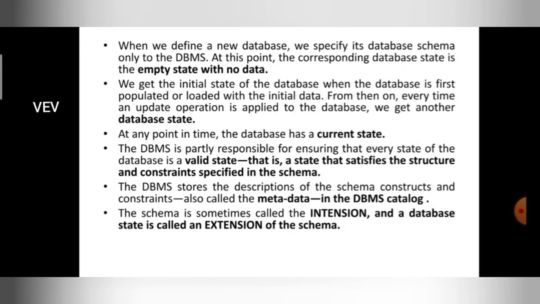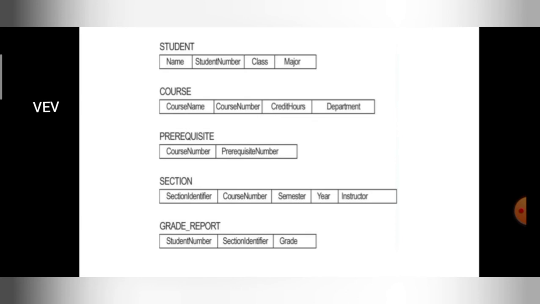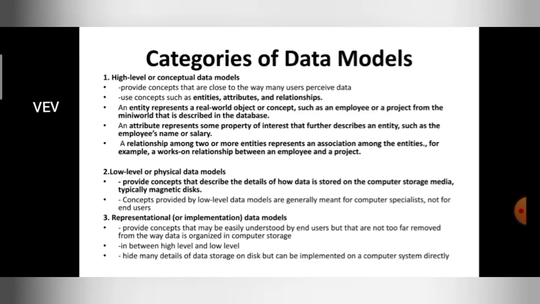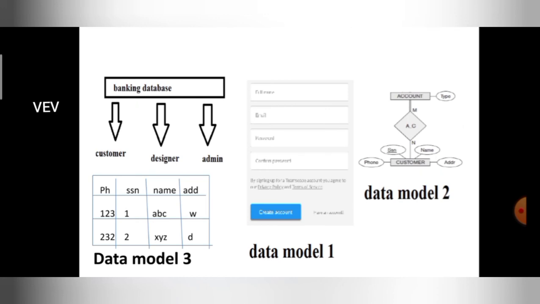Next, lastly, the schema is sometimes called the intension, and the database state is called an extension of the schema. Why is schema called the intension? Because schema always tells about the internal related data, right? Schema tells about what are the fields, the internal details. But what does the database tell about? The database tells about the external details. Phone, SSN, name, address are internal details.